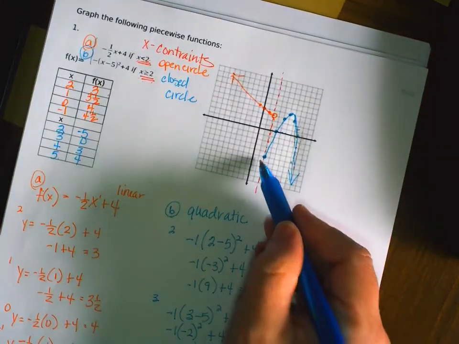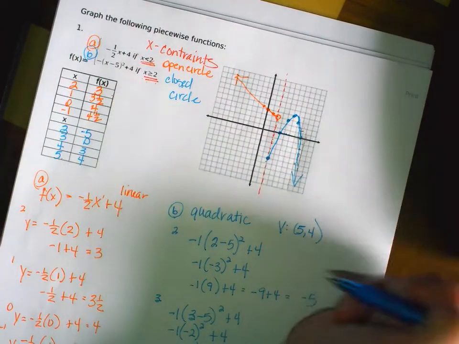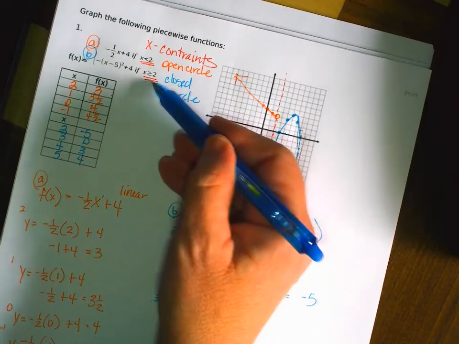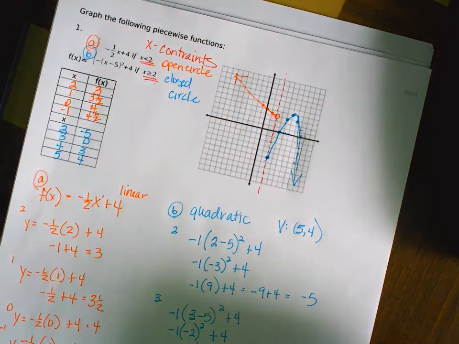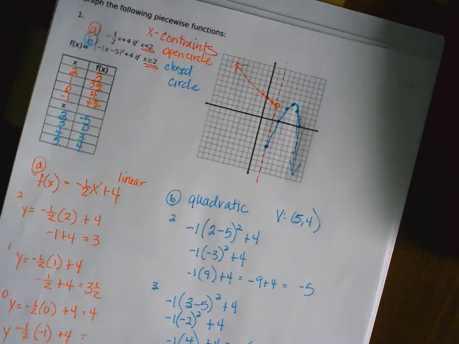There's no arrow over here because it stops at the wall. If I didn't have that wall, it would have continued that way, but I can't go anything to the left of x. Everything has to be to the right of 2. All right, so that's the first problem. I'm going to do one more for you.